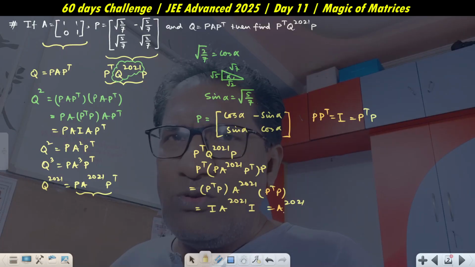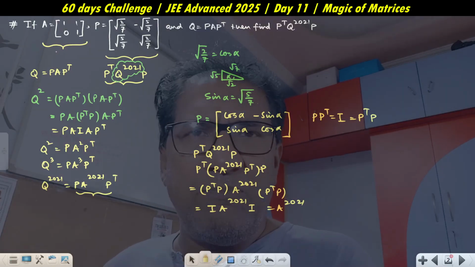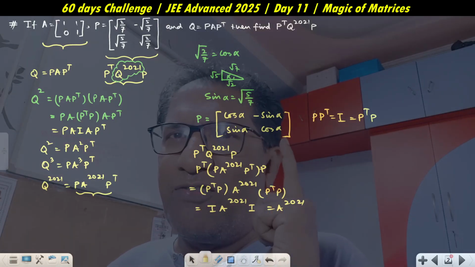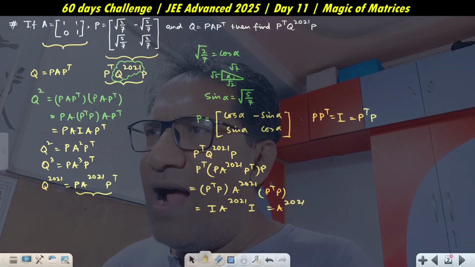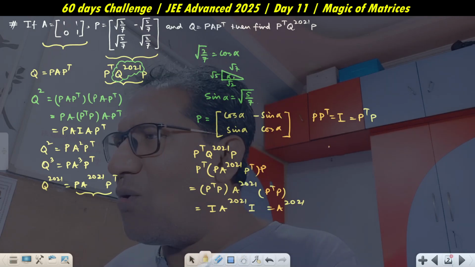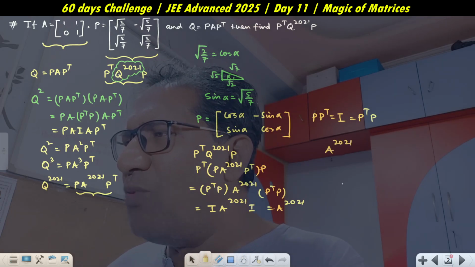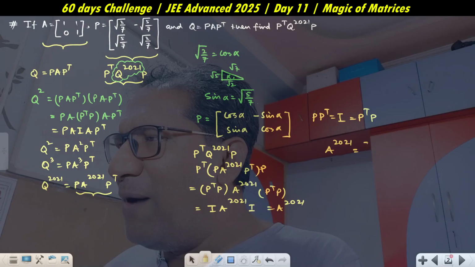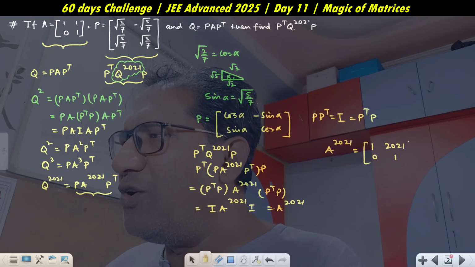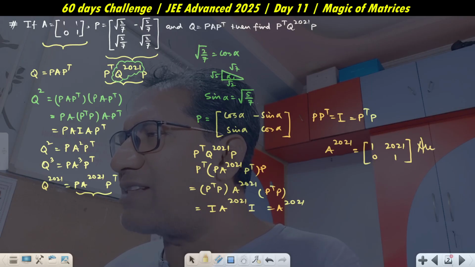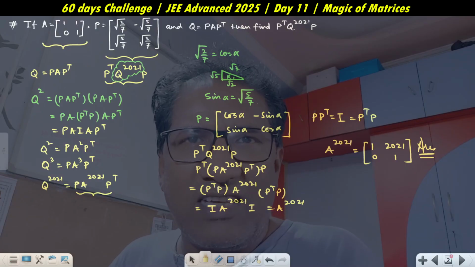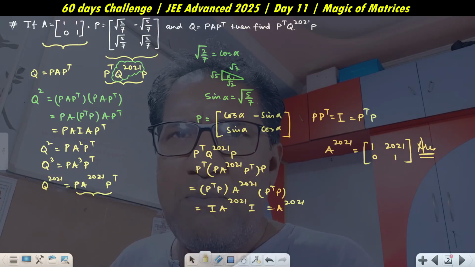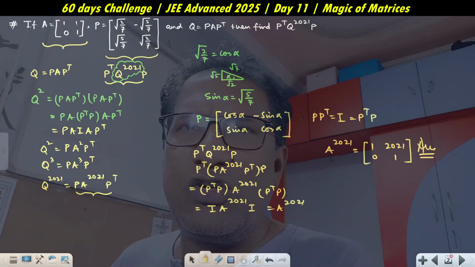Now we have been given A, and again we have recognized the matrix. It is 1, 1, 0, 1. So A to the power 2021 will be nothing but the matrix 1, 2021, 0, 1. That's it, and that's your answer. See how quickly we can solve this sum, only by remembering these two matrix forms. That's it.